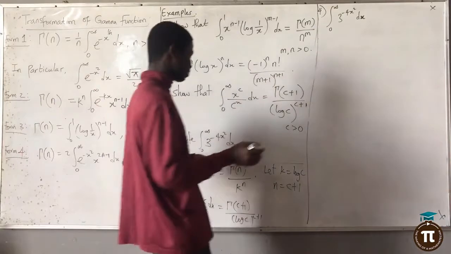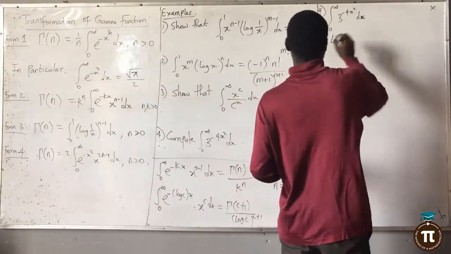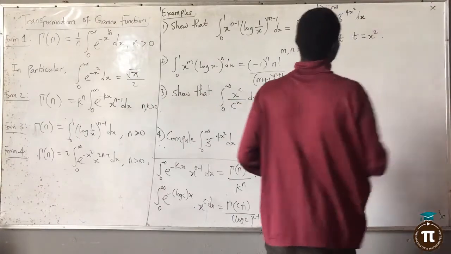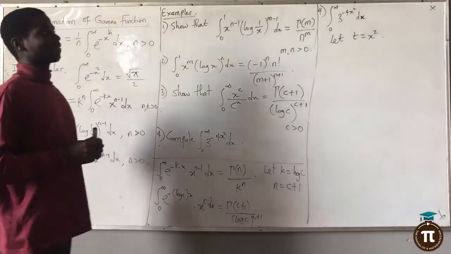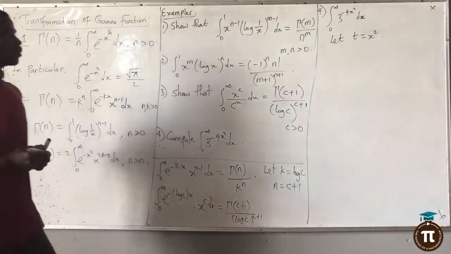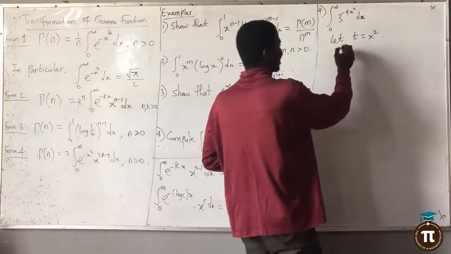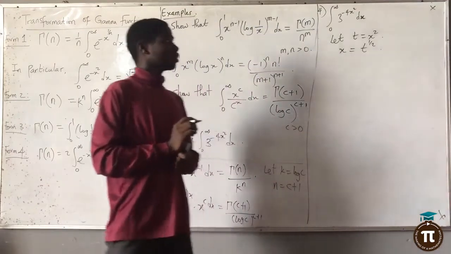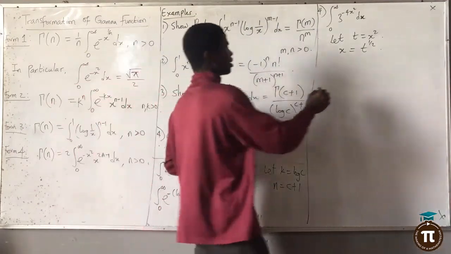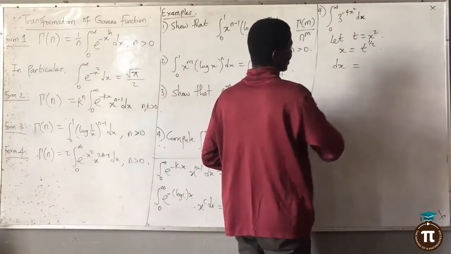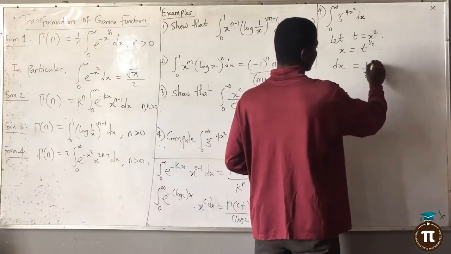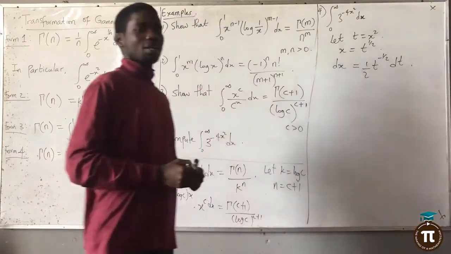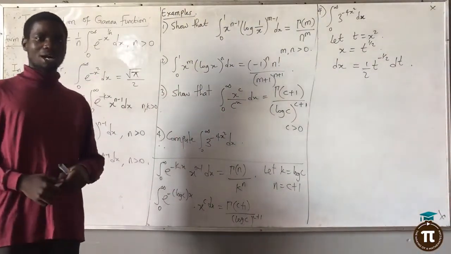I'll let t be equal to s squared. That is the first thing I'm going to do. Make s the subject, s equal to t raised to the power of 1 over 2. So differentiate: ds is equal to 1 over 2 t raised to the power of minus 1 over 2 dt. When you differentiate, that's what we are going to have.